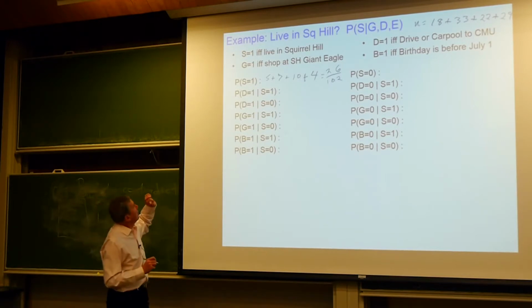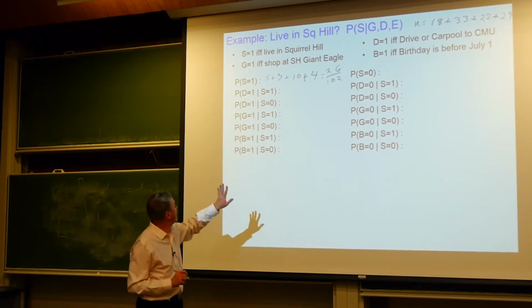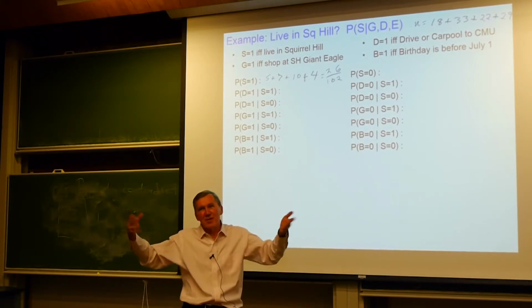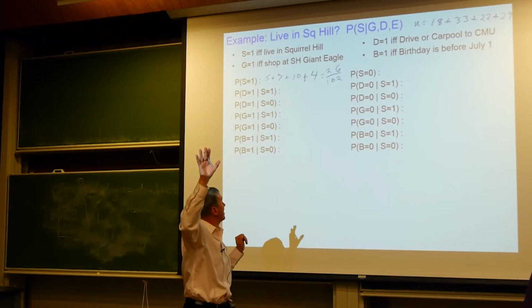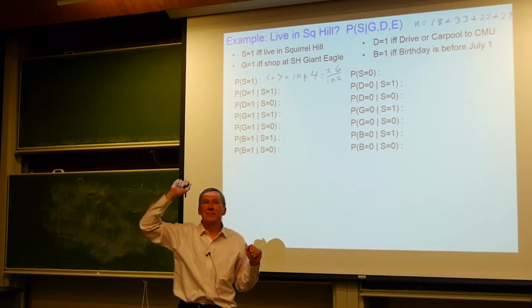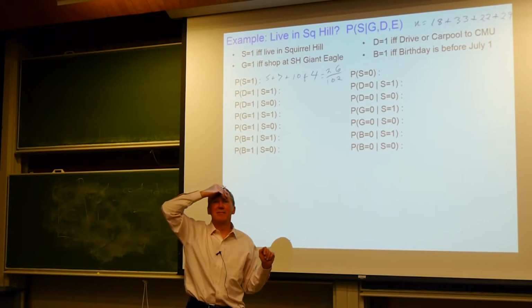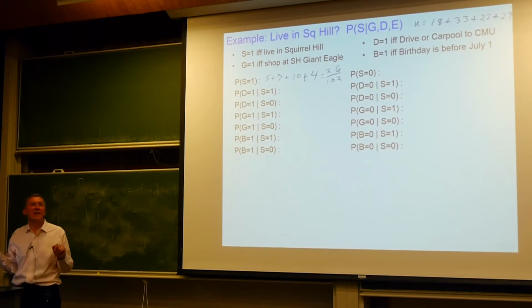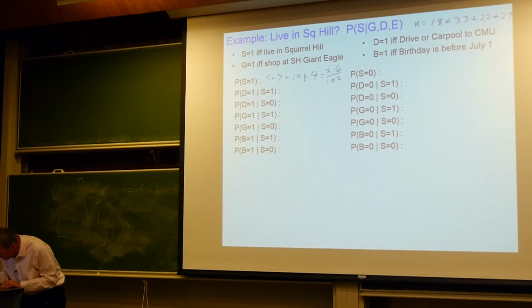Now, if you do live in Squirrel Hill and you drive or carpool to CMU, at least with some frequency since September, raise your hand. Wow. Okay, total? 1, 2, 0. So that's 1 plus 2, a total of 3 out of 102. And so the probability of not being that is 99 out of 102.